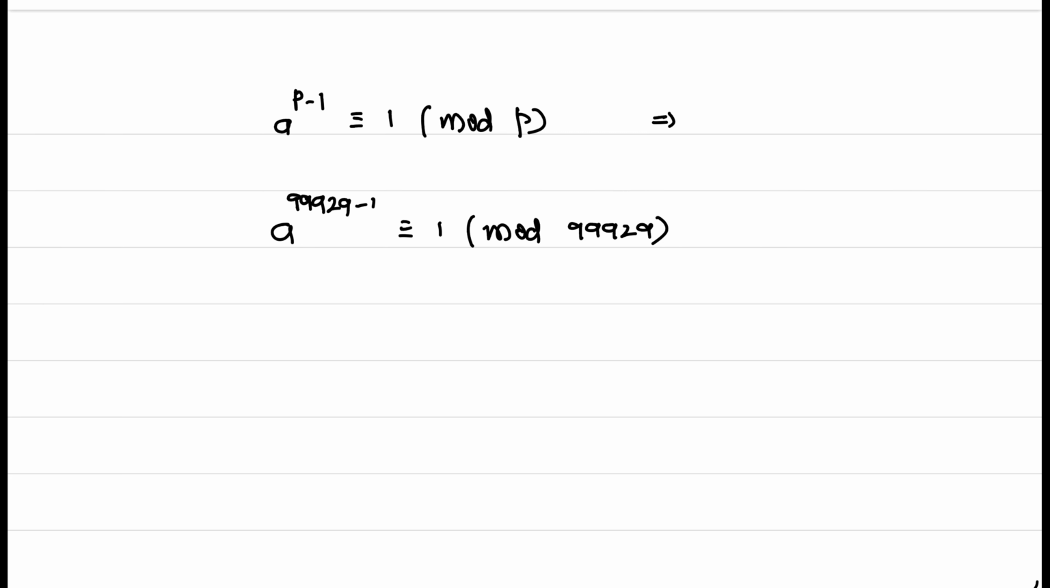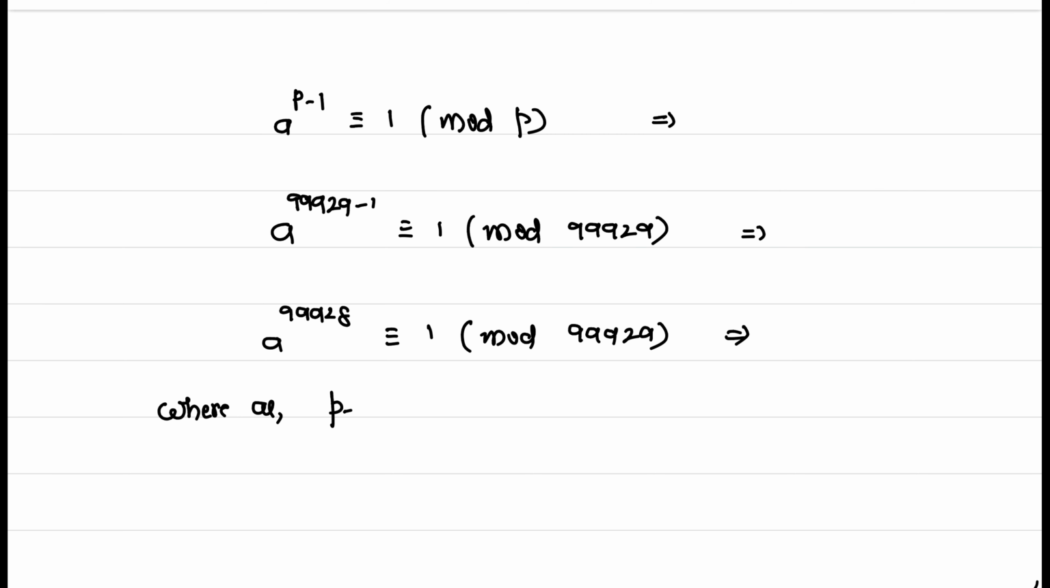Here, that implies from Fermat theorem some a^99928 is equivalent to 1 mod 99929. Whereas p minus 1 is equal to 99928.